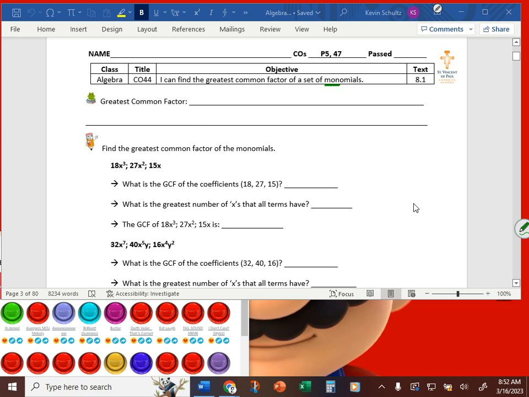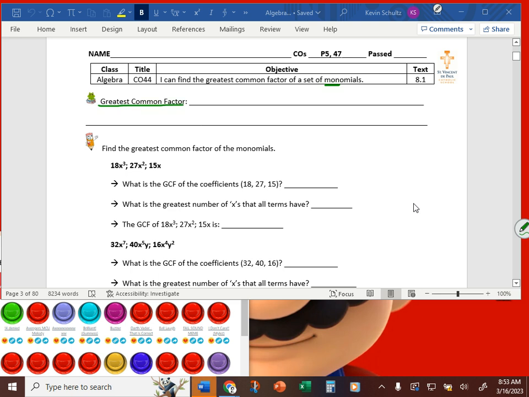An example of a monomial would be 18x cubed. We've talked about like terms before. We know that what separates terms is addition or subtraction. So multiplication, the power there, it all keeps as one term. 18 is the coefficient, x is the base, 3 is the power, 18x cubed is the one term. And then 27x squared is the second term, and then 15x is the third term.